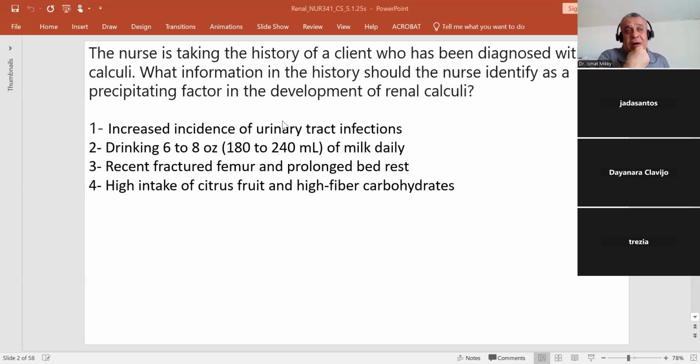So one of the assessment findings is fluid retention or edema, especially edema in the lower extremities, or generalized edema like anasarca. Sometimes it will be a resultant effect of kidney dysfunction.